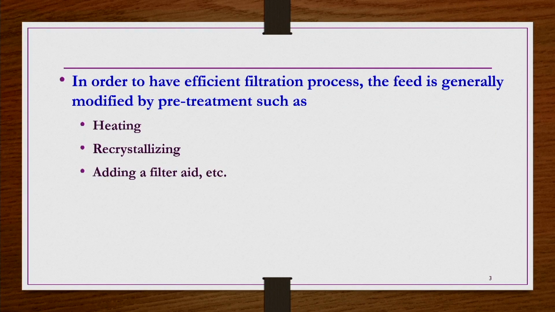Or sometimes you can add a filter aid. Filter aids are of two types. You can add some filter aid material to the slurry before the separation, or you can have a layer or a pre-coating layer on the filter medium before you bring in the slurry for separation onto the filter medium. Right. So either way the filter aids are used. Adding a filter aid, etc., in general enhances the efficiency or the separation rate of the solids from the slurries by filtration.